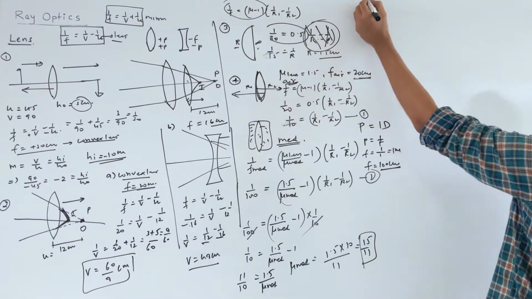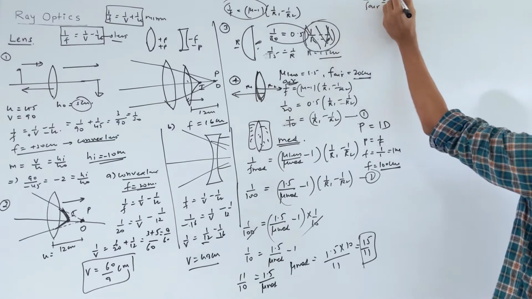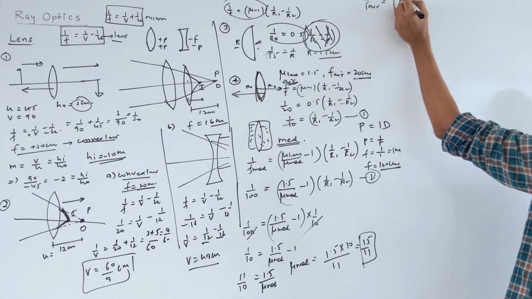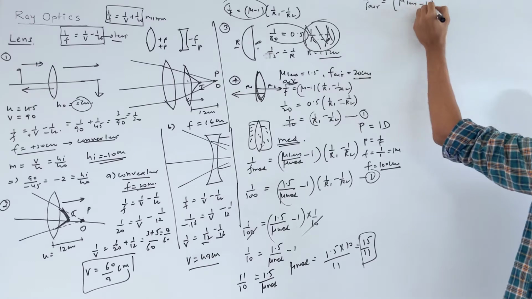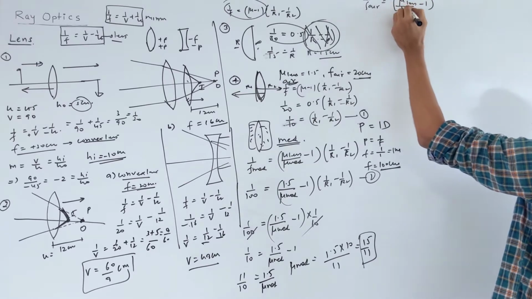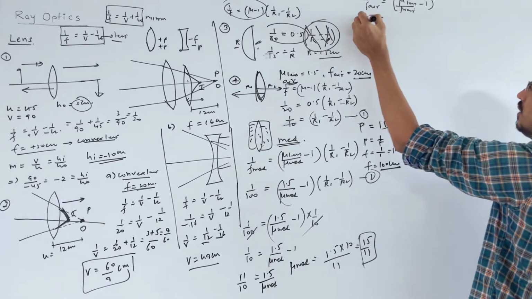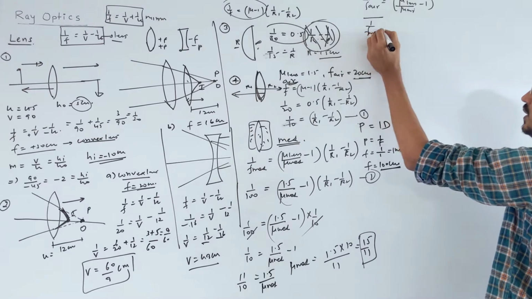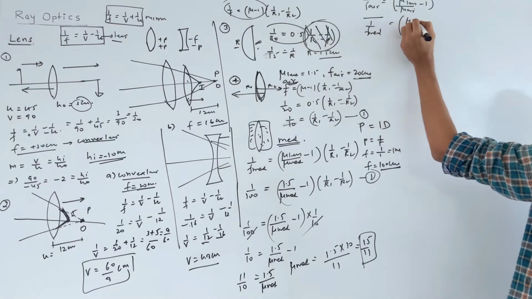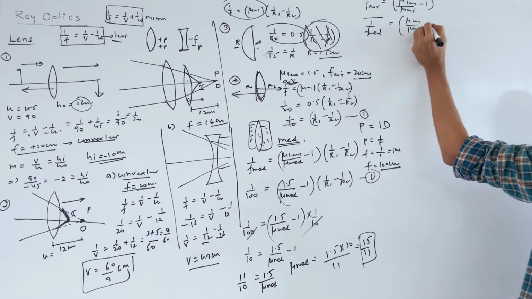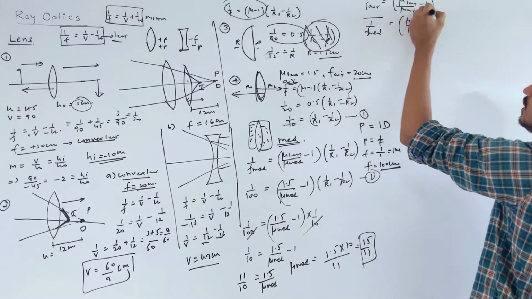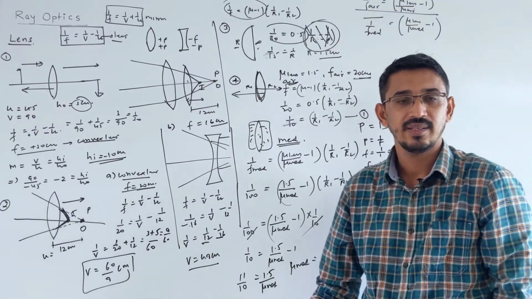Suppose you want to compare, how do you write? 1 by F in air is equal to mu of the lens minus 1, because for air, mu of the air is 1 only, no need to write. Divide by 1 by F in medium, which is equal to mu of the lens by mu of the medium minus 1. You divide these equations, that's your answer directly.